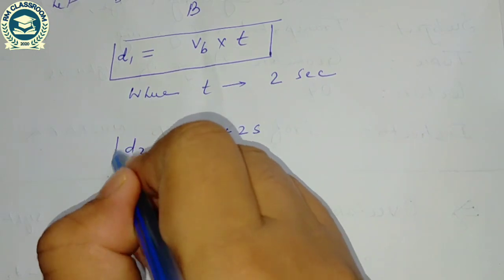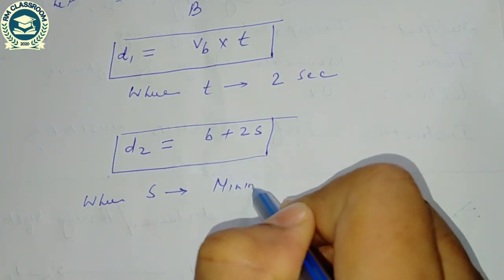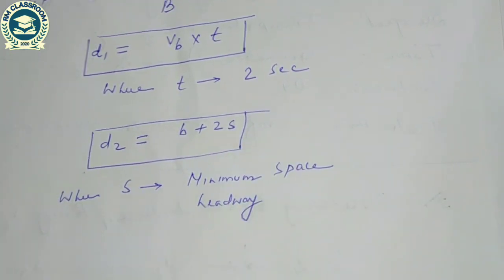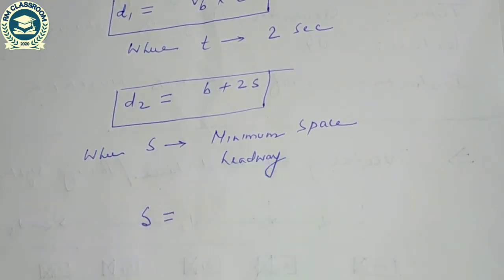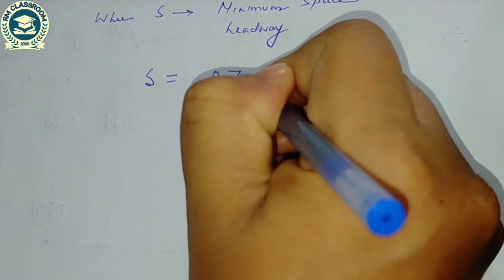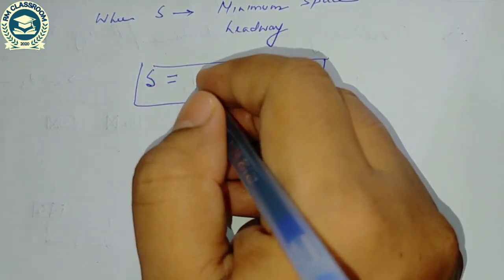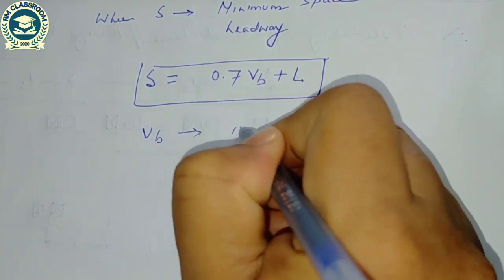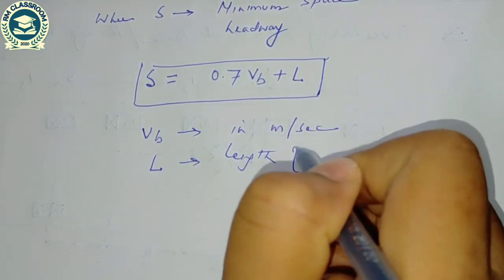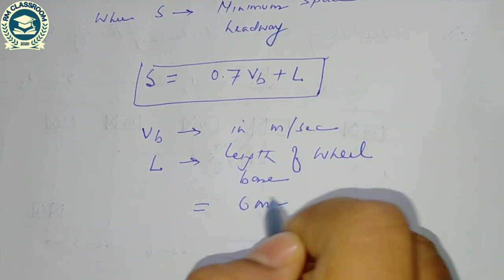Where s is the minimum space headway, and this value, minimum space headway according to IRC, is 0.7 Vb plus L. Remember that this Vb is in meter per second, and L is the length of wheelbase, generally taken as 6 meter.